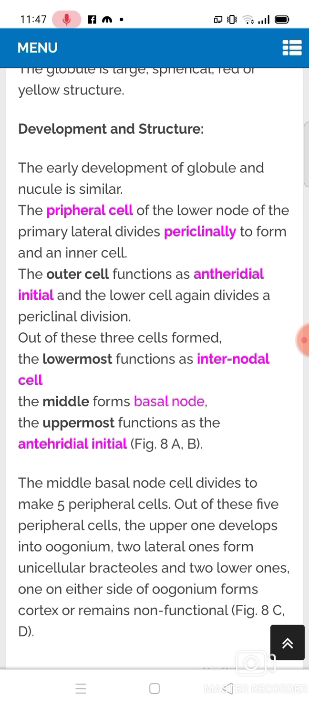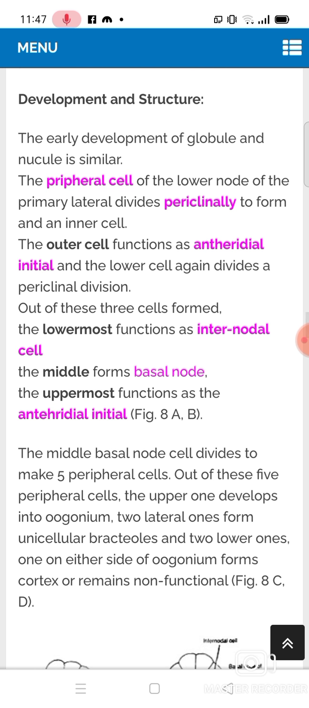The outer cell functions as the antheridial initial. So when the cell division takes place, the outermost cell is called the antheridial initial. What is the antheridial initial? The antheridial initial is the first cell of the male sex organ, which is called antheridium, and that antheridial initial will go on dividing further and the male sex organ will develop.